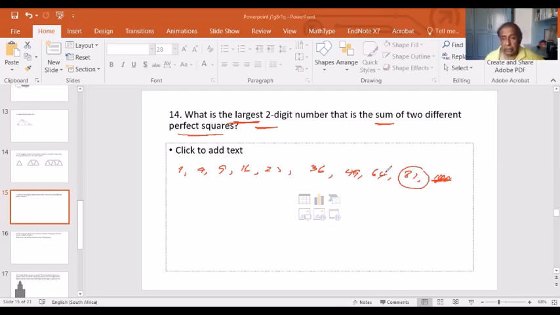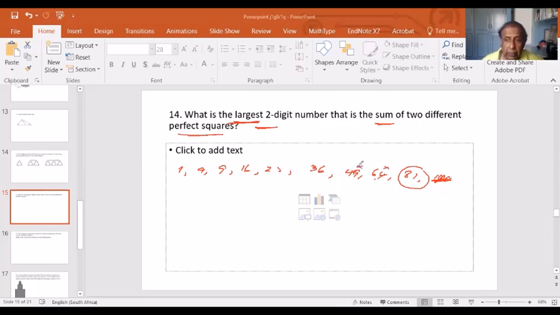and add to it the one next to it, but you want your answer to be a 2-digit number. So 81 plus 64 is not a 2-digit number. It's 145, which is a 3-digit number. So this is not a 2-digit number.